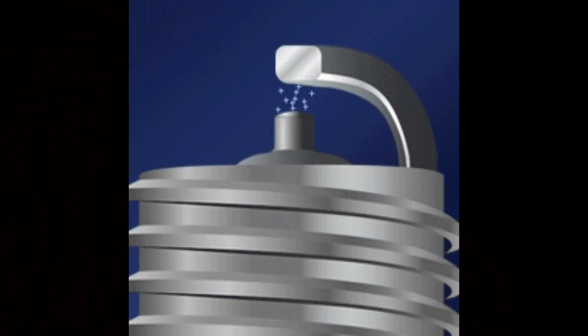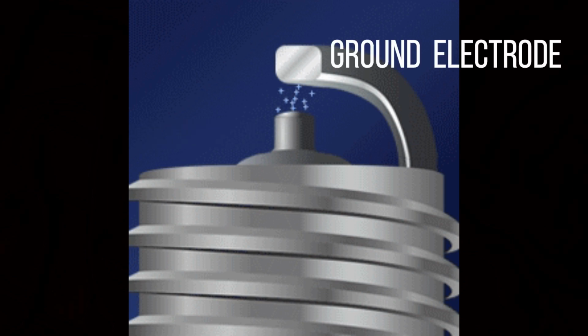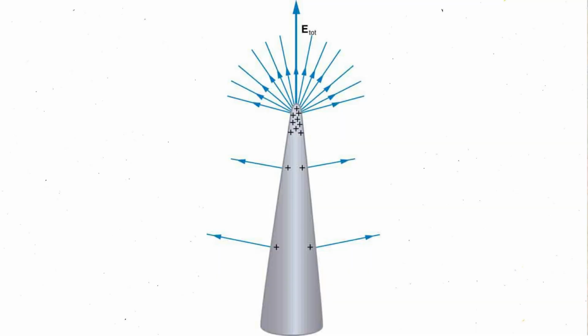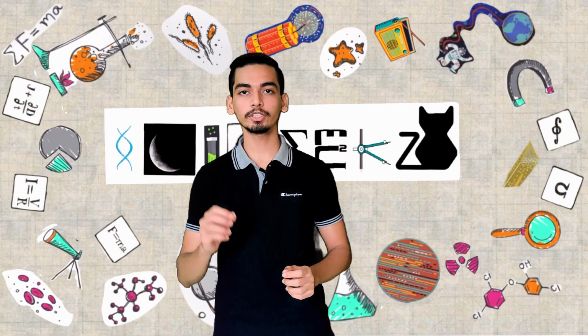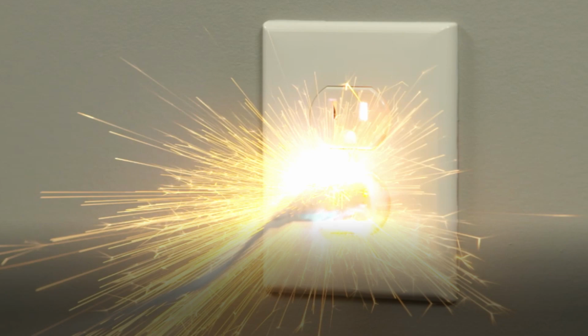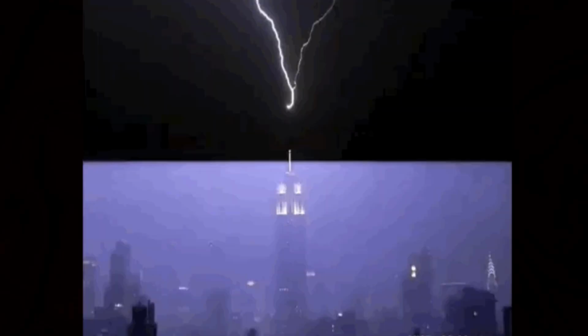Similarly, in a spark plug, the gases between the center electrode and the ground electrode get ionized, resulting in a spark. In an adapter, due to electrostatic attraction, the positive charge density at the tip of it increases, which is commonly known as action of points. This results in the ionization of the gas between the adapter and the charging socket, and thus a spark is produced. Same goes for lightning arresters, which are used for safety purposes in skyscrapers.